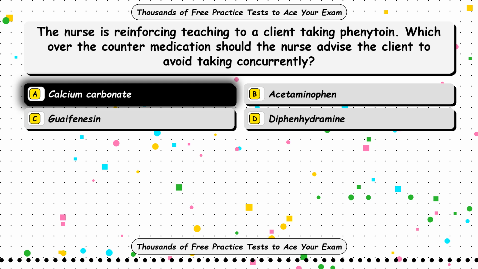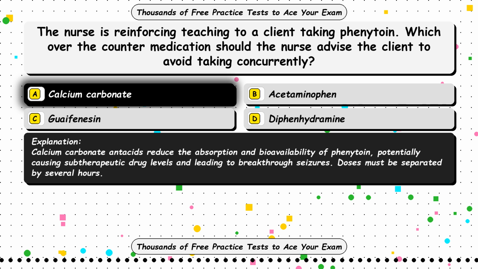The correct answer is option A, calcium carbonate. Calcium carbonate antacids reduce the absorption and bioavailability of phenytoin, potentially causing subtherapeutic drug levels and leading to breakthrough seizures. Doses must be separated by several hours.